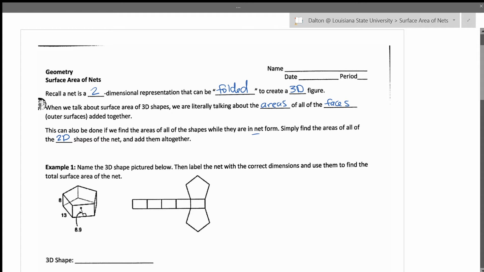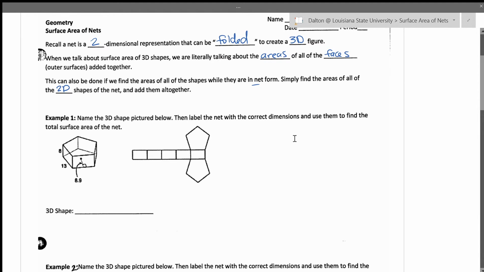We're just going to do a few examples. The first thing that I want you to do is name the 3D shape pictured below, then label the net with the correct dimensions, and then use them to find the total surface area. So I give you a picture of the 3D shape. First, you're going to decide, is that a polyhedra, or does this have circles? Remember, that tells us which side of the flow chart we're looking at.